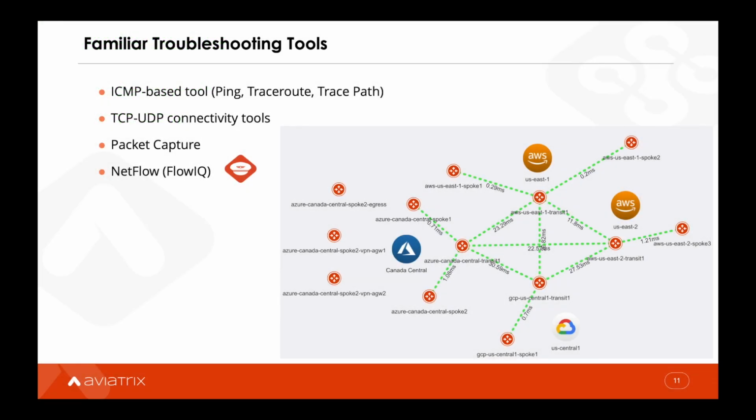Now I want to show you the Network Engineers Toolkit on the Aviatrix platform. These are tools that many of you are familiar with when troubleshooting on-prem networks. We'll go over ICMP-based tools such as ping, traceroute, and tracepath, TCP and UDP connectivity tools, and packet capture. And separately, the UI walkthrough module section on Copilot Flow IQ covers the use of NetFlow for visibility. Let's dive in with an example.